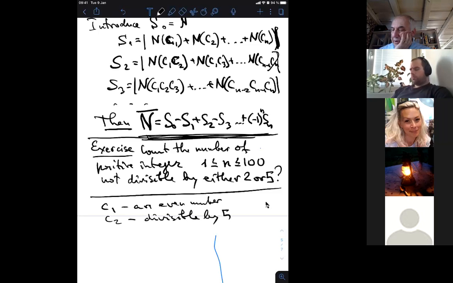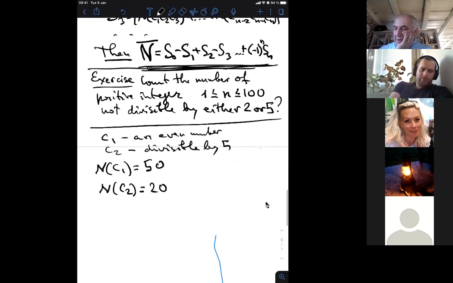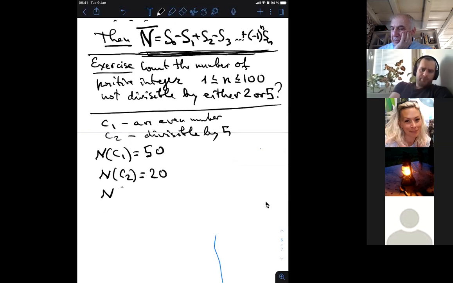So how many numbers are even in between 1 and 100? This you should know. 50, of course. 50, good. How many numbers are there which are divisible by 5? 20. 20, yes. How many numbers which are both even and divisible by 5?